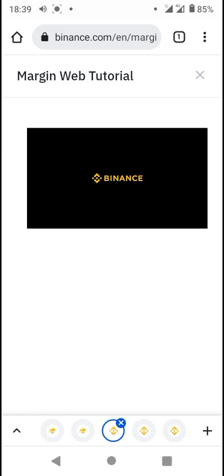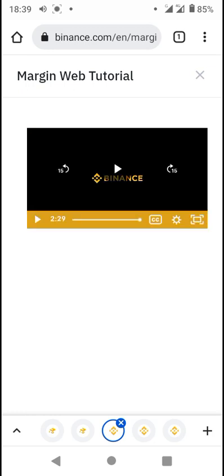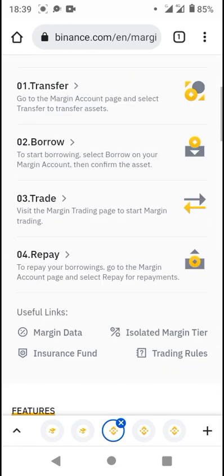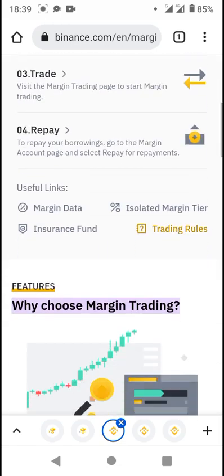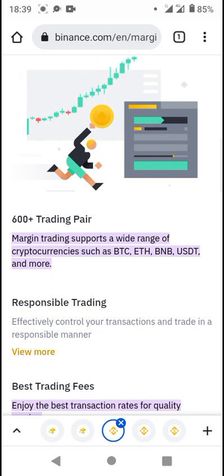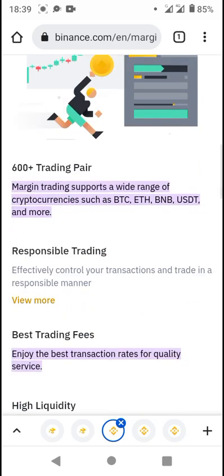So guys, this is just the step-by-step process on how to push through with margin trading using the web or the app version. You can use this to understand how to go about it. Now, there are several reasons why you can choose margin trading. Binance margin currently offers about 600 trading pairs. Margin trading supports a wide range of cryptocurrencies such as BTC, ETH, BNB, USDT, and more.